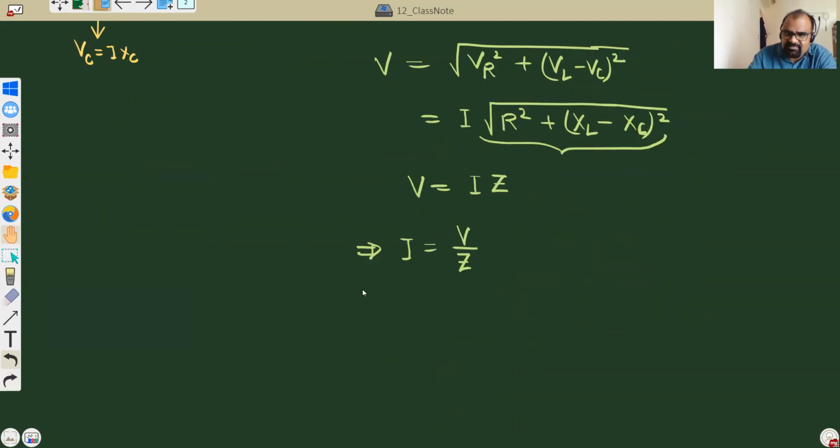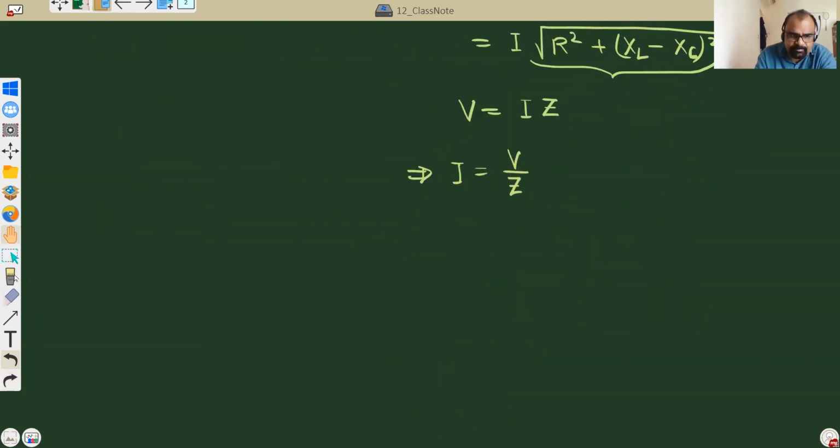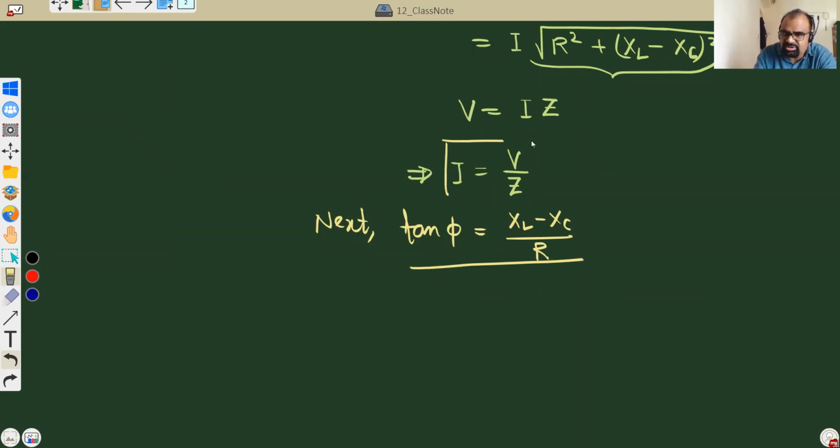So as it is clear from the diagram, tan phi is equal to XL minus XC by R. So this is also done.